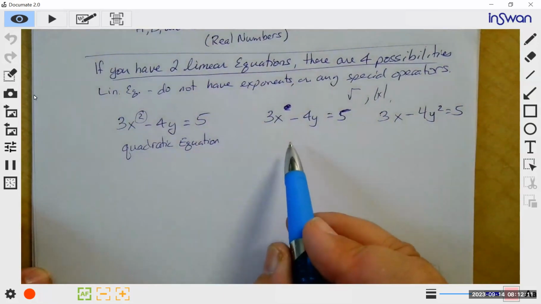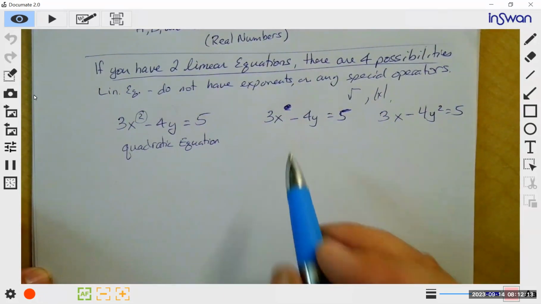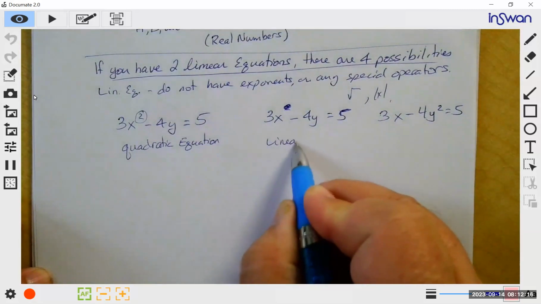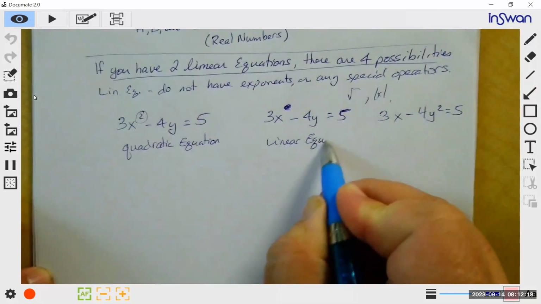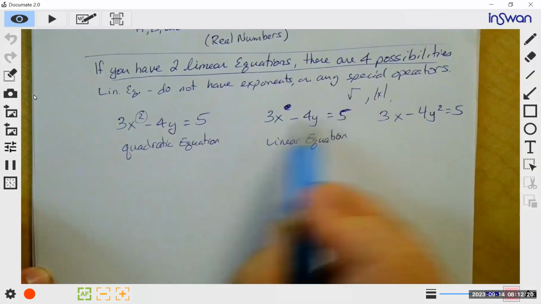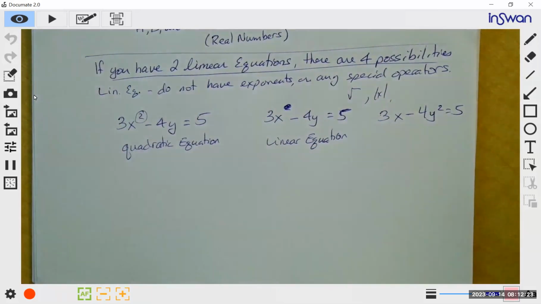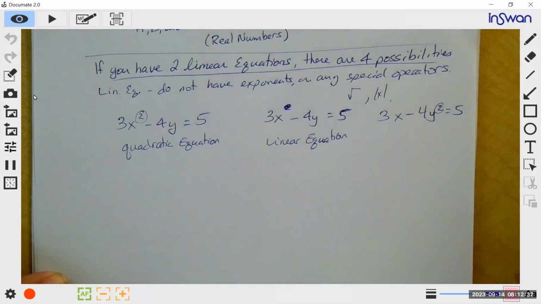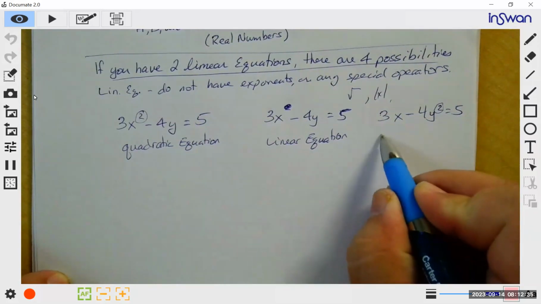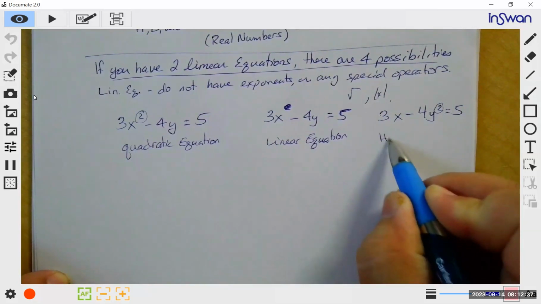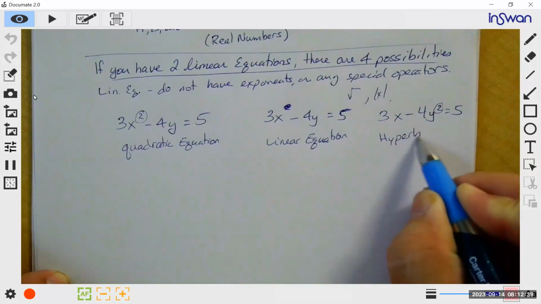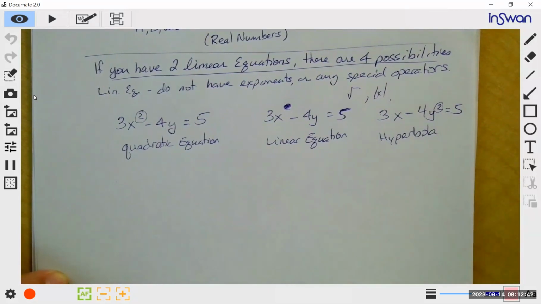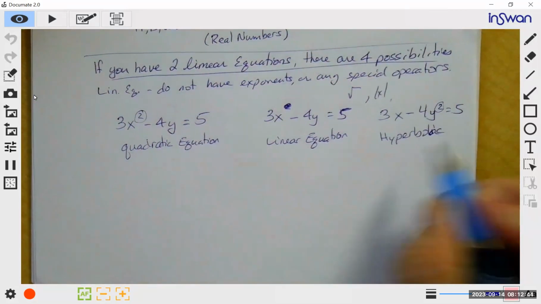Is this one linear? Yes, because nowhere in the equation are there any exponents or special operations. How about the third one? No, this one's squared. So this one is actually called a hyperbola or hyperbolic equation.